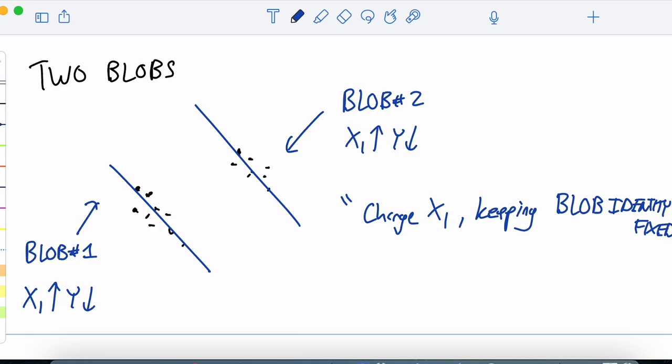And if you change x1, keeping blob identity fixed, what model are you actually running? It is not y equals beta hat 1 times x1. It's the model y equals beta hat 1 x1 plus beta hat blob times which blob you are.